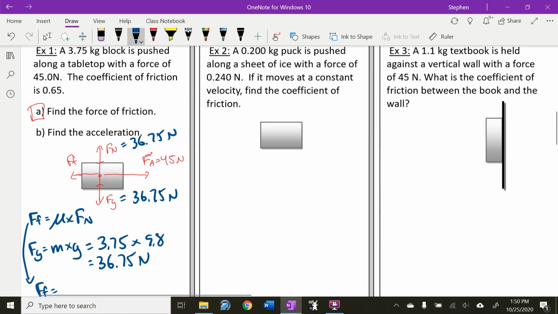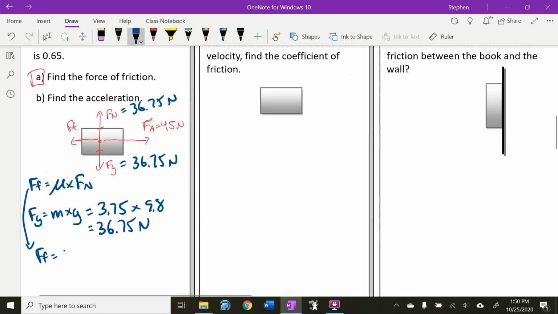Okay, carrying on with that, so force of friction is mu times normal force, so that means force of friction equals mu is 0.65 times our normal force, which is 36.75, and that gives us a total of 23.9. So 23.9 newtons, that is our force of friction.